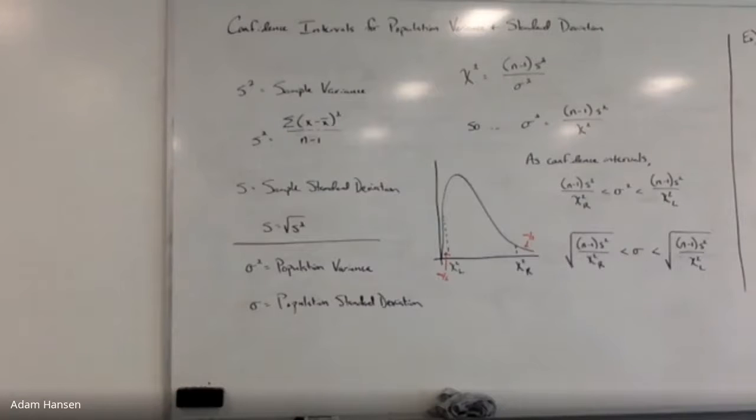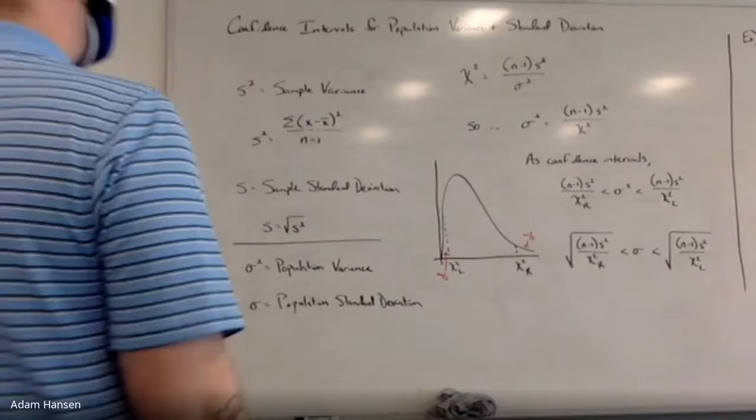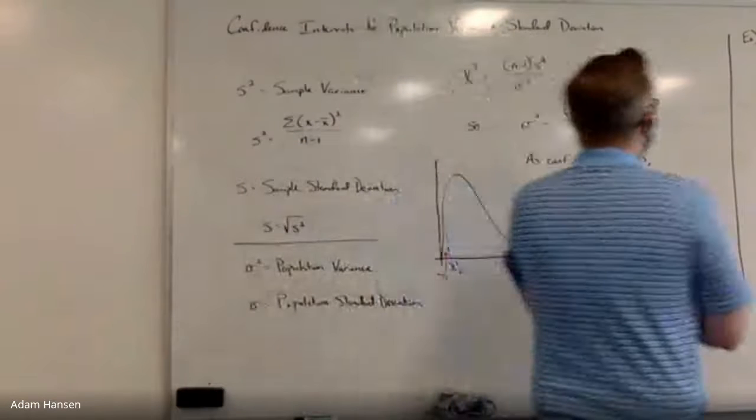Okay, so chi square as a value comes from this formula here. Chi square equals n minus 1, sample size minus 1 for the degrees of freedom, times S squared divided by sigma squared. Chi squared equals n minus 1 times S squared divided by sigma squared.